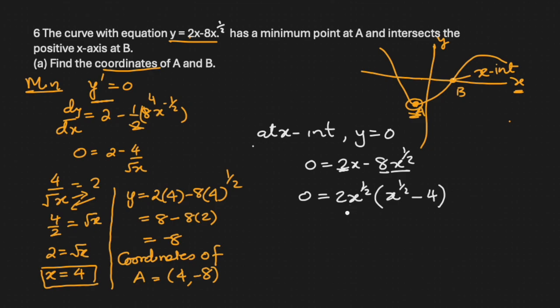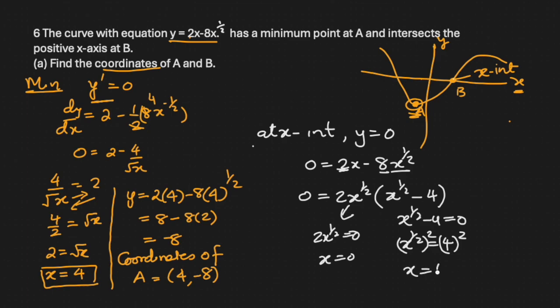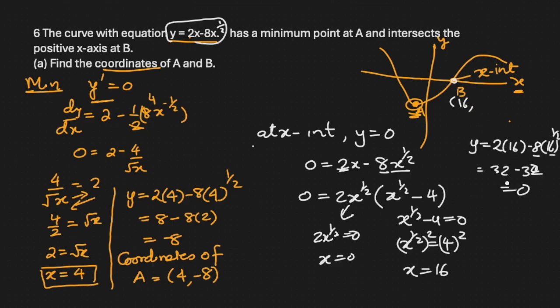So this will give me 2x to the power half equal to 0, which gives me x equal to 0. The other factor will give me x to the power half minus 4 equal to 0, which is x to the power half equal to 4. Square both sides. So x is equal to 16. So the x coordinate of this is 16, and the coordinates of B are (16, 0).